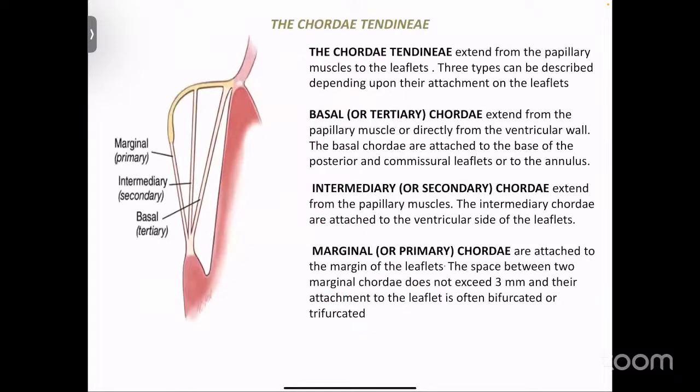The chordae tendineae have 3 types described upon their attachment on the leaflet: the basal or the tertiary chordae, which extend from the papillary muscle or directly from the ventricular wall; the intermediary or the secondary chordae, which are attached to the ventricular side of the leaflets; and finally, the marginal or the primary chordae, which are attached to the margin of the leaflet.